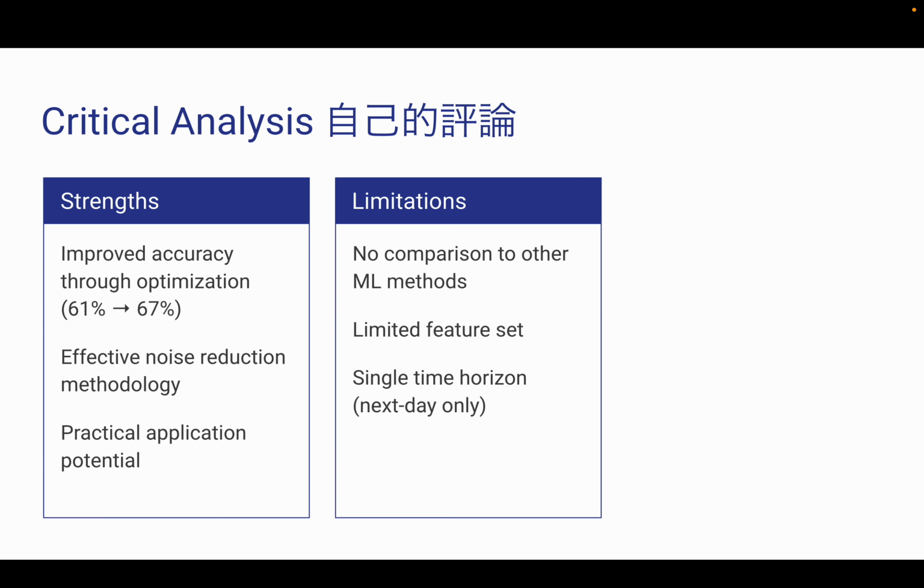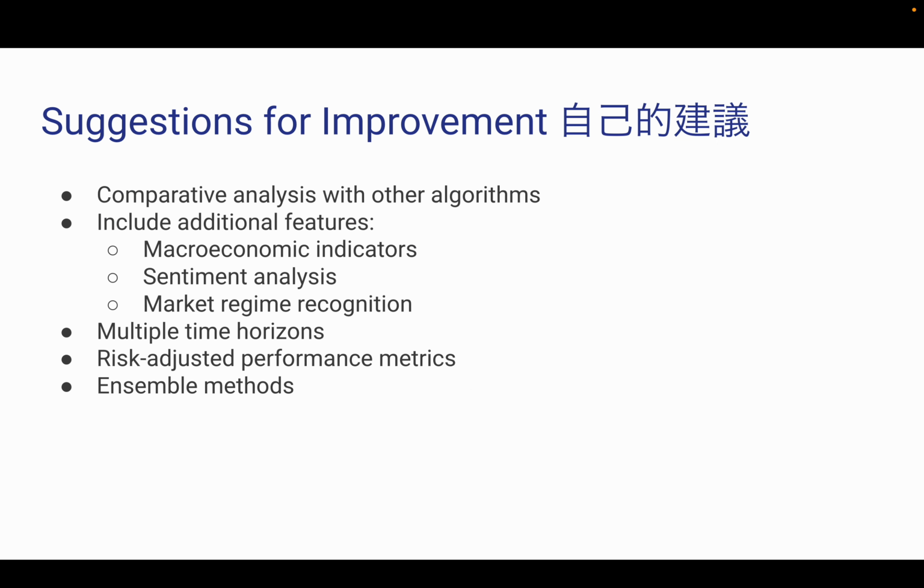However, there are limitations. The study doesn't compare SVM with other machine learning approaches like XGBoost or transformer-based networks. The feature set is relatively limited, focusing mainly on price and volume data plus RSI. Also, the paper only explores next day predictions, whereas multiple time horizons would provide more comprehensive insights.